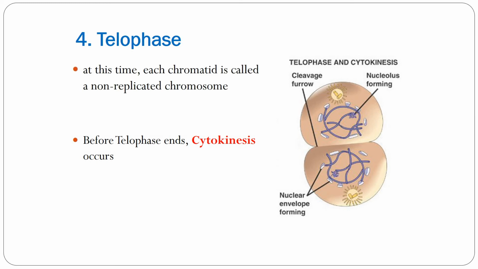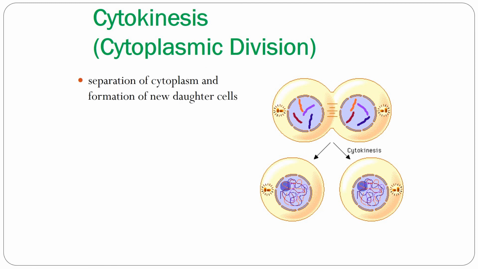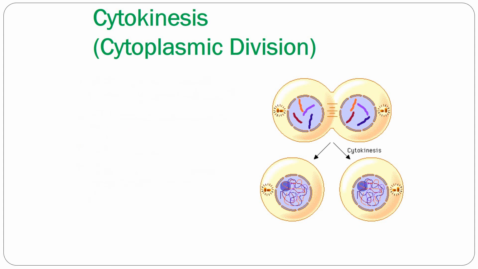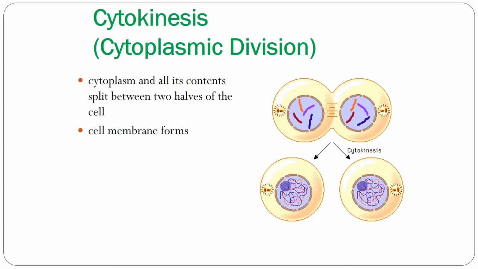At this time, each chromatid is now a non-replicated chromosome. So they are separate now. Chromosomes are going to unwind and become less visible. And then before that phase ends, we get into cytokinesis. That's where our cytoplasm and all the other stuff that goes with it gets separated into 2 new daughter cells. Okay? The nucleolus reappears, and a nuclear membrane forms around each new set of chromosomes. So everything gets split in half, a cell membrane forms, and after cytokinesis, 2 daughter cells are formed.